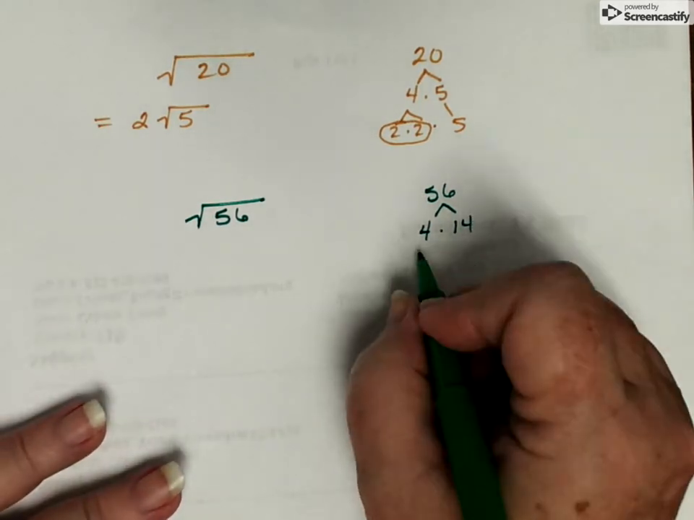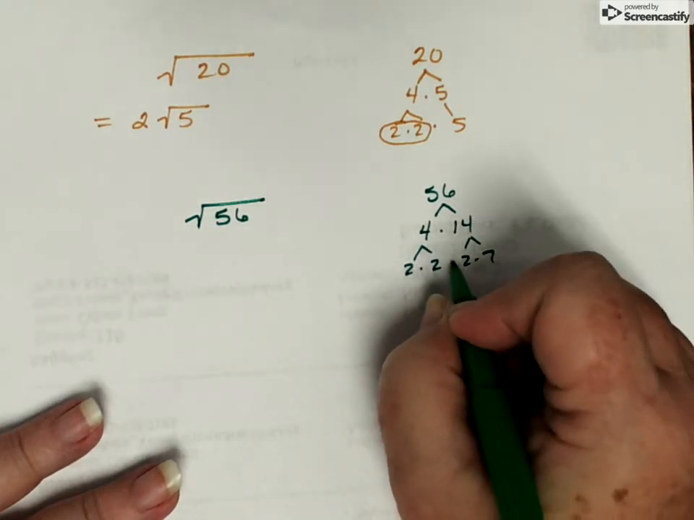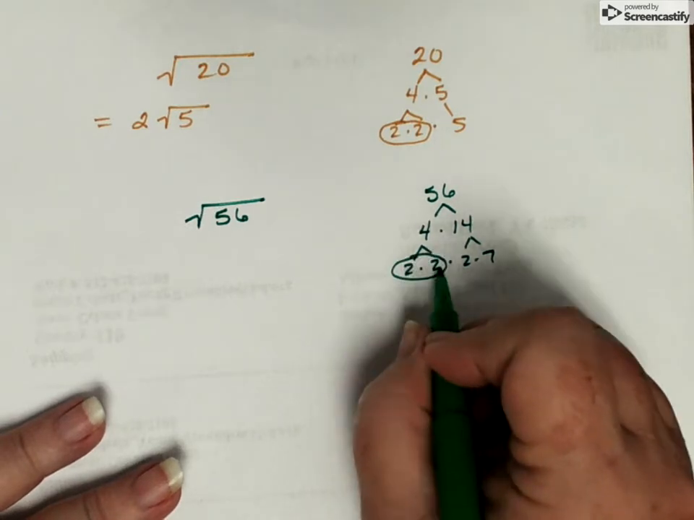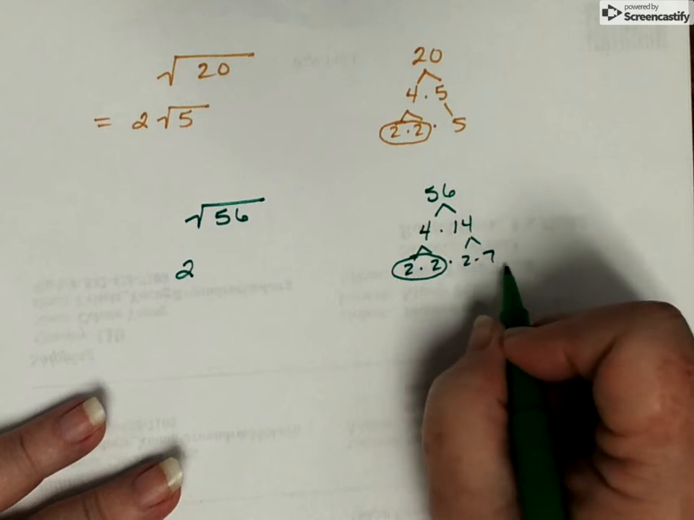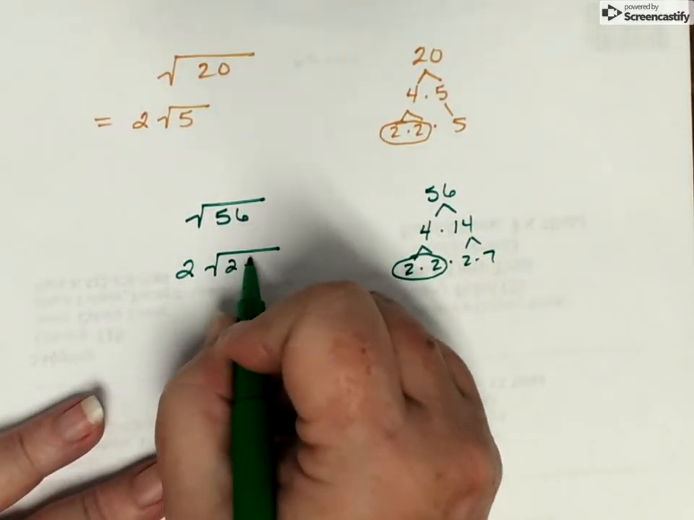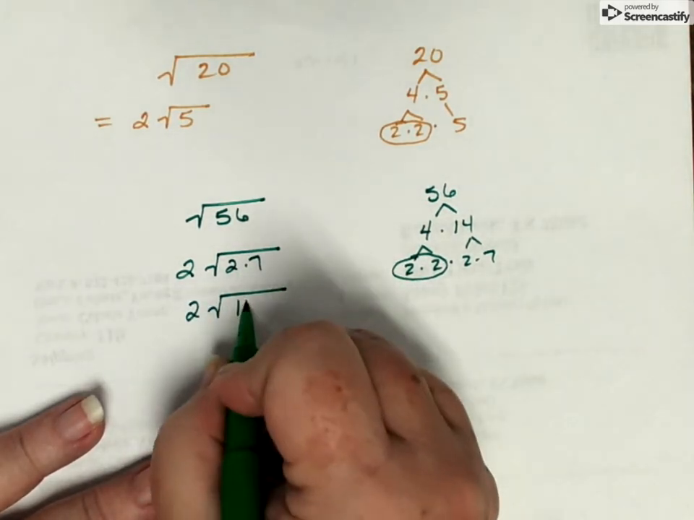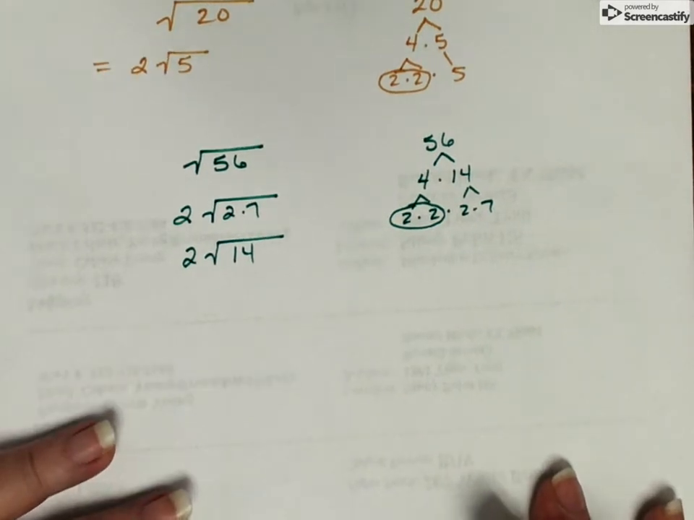14, which is equal to 2 times 2 times 2 times 7. And I'm going to circle a pair, so that pair comes out. And these two numbers don't have a partner, so they have to stay under the radical, so we're going to go ahead and do 2 times 7. Well, we can simplify that. That makes 2 root 14. And that is the exact answer simplified in a radical.